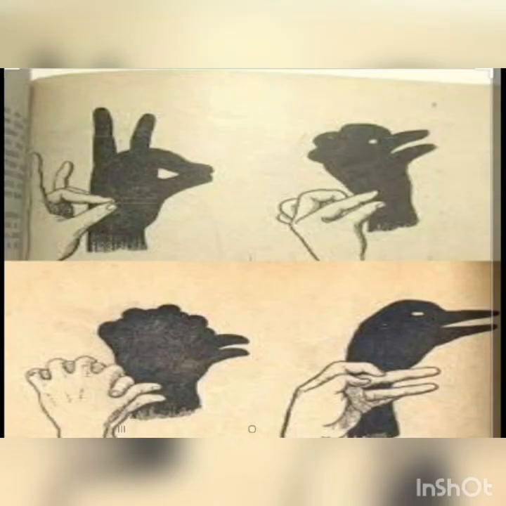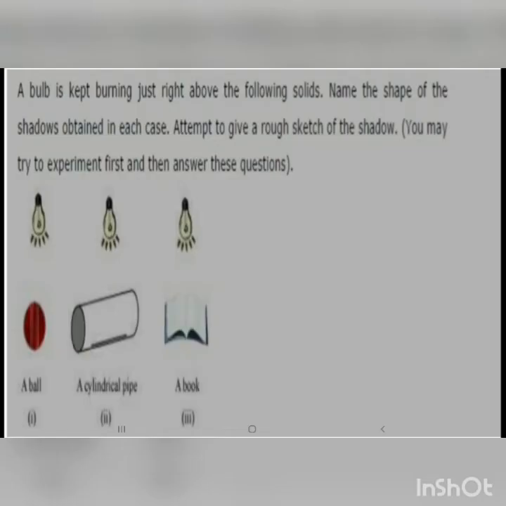Next, shadow play. You have seen we play with our hands to make shadows of animals, isn't it? This is shadow play, right? Similarly, if we take the shadows of solids, we can get other shapes. Let's see what they are.